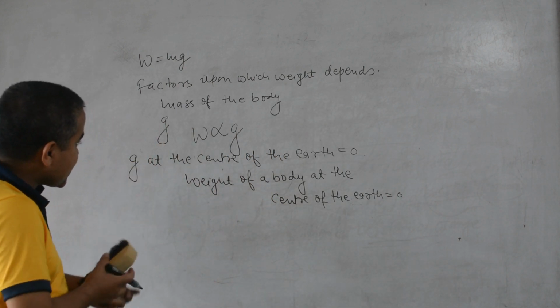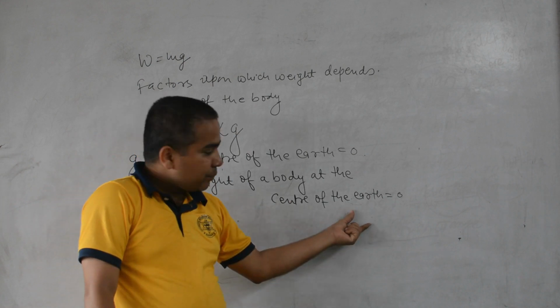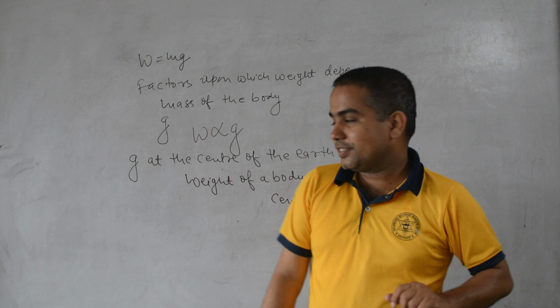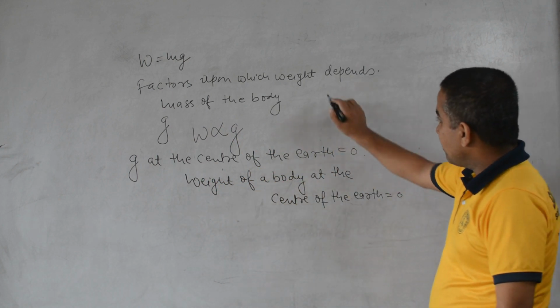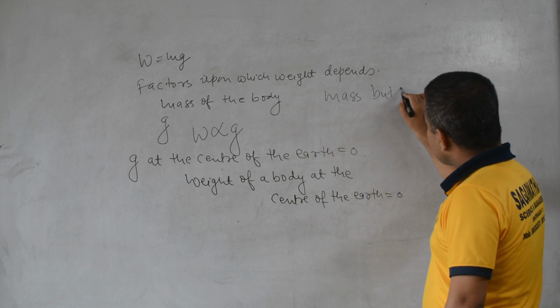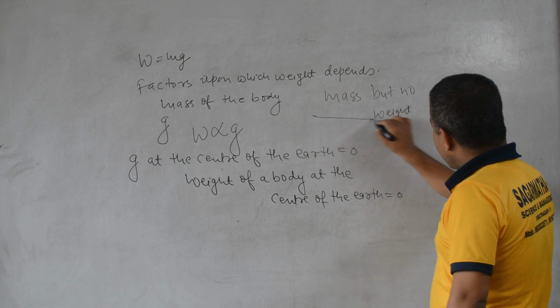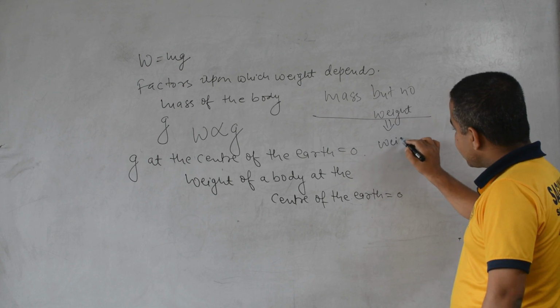So now this is a very interesting situation. If a body is taken to the center of the earth, then that body will have mass, but that body does not have weight. So what is this situation called? The body has mass, there is the presence of mass, but no weight. This is a very interesting situation. So when a body has mass but it does not have weight, then this situation is called weightlessness.